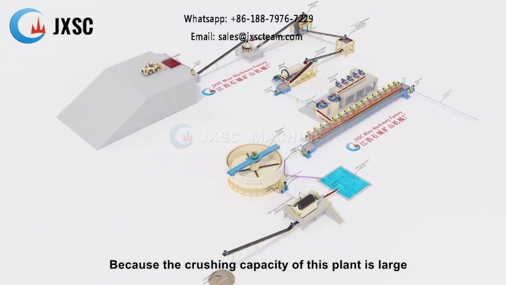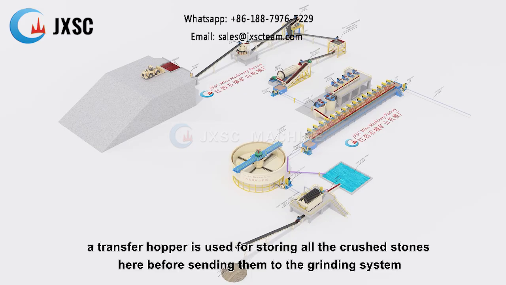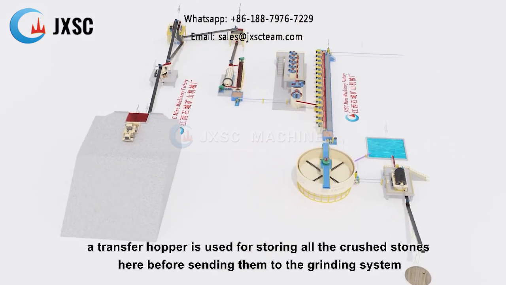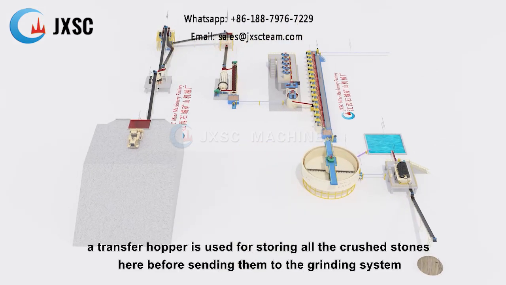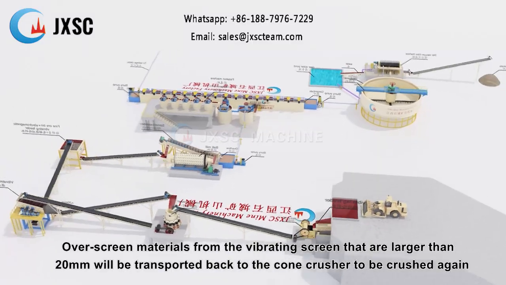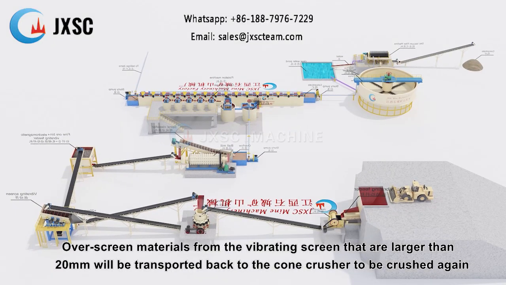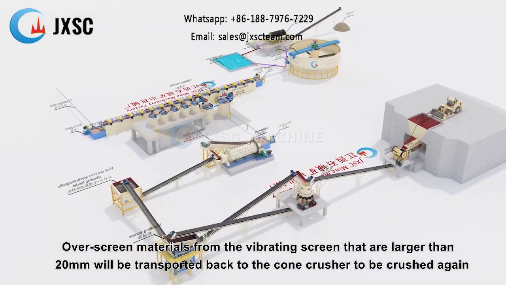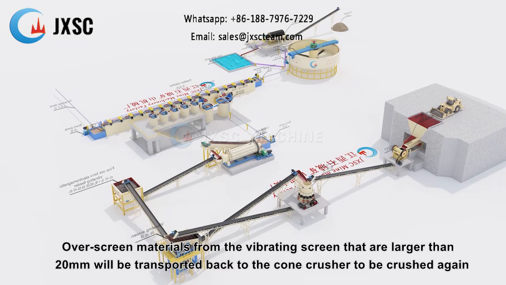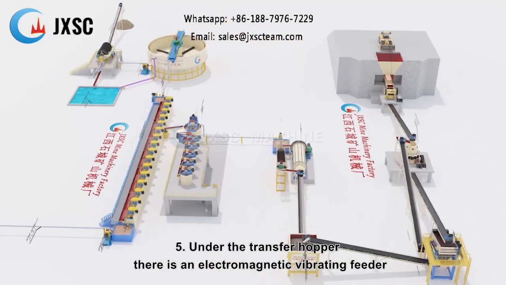Because the crushing capacity of this plant is large, a transfer hopper is used for storing all the crushed stones here before sending them to the grinding system. Overscreen materials from the vibrating screen that are larger than 20 millimeters will be transported back to the cone crusher to be crushed again.